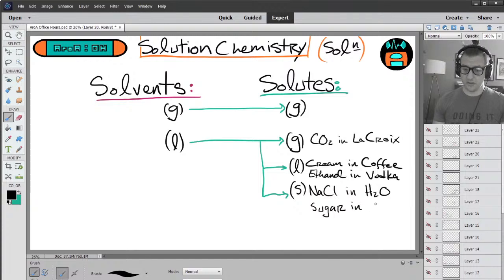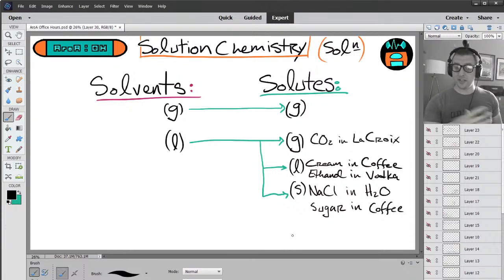There's another: solid solute in a liquid solvent. That one's probably the most intuitive of the batch.